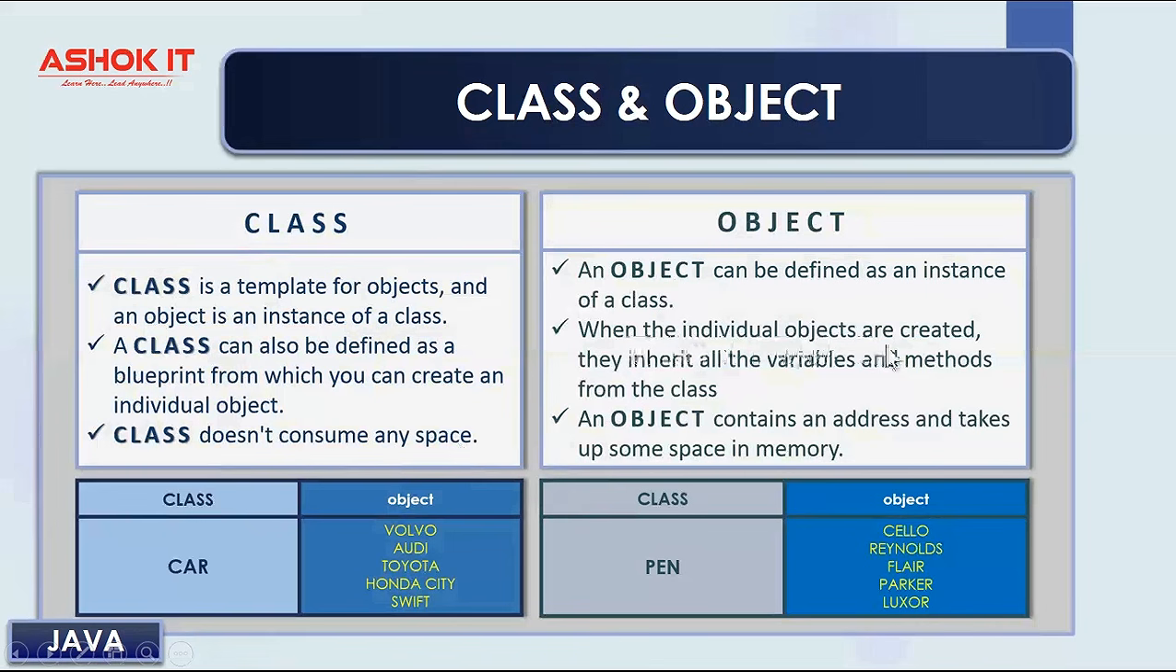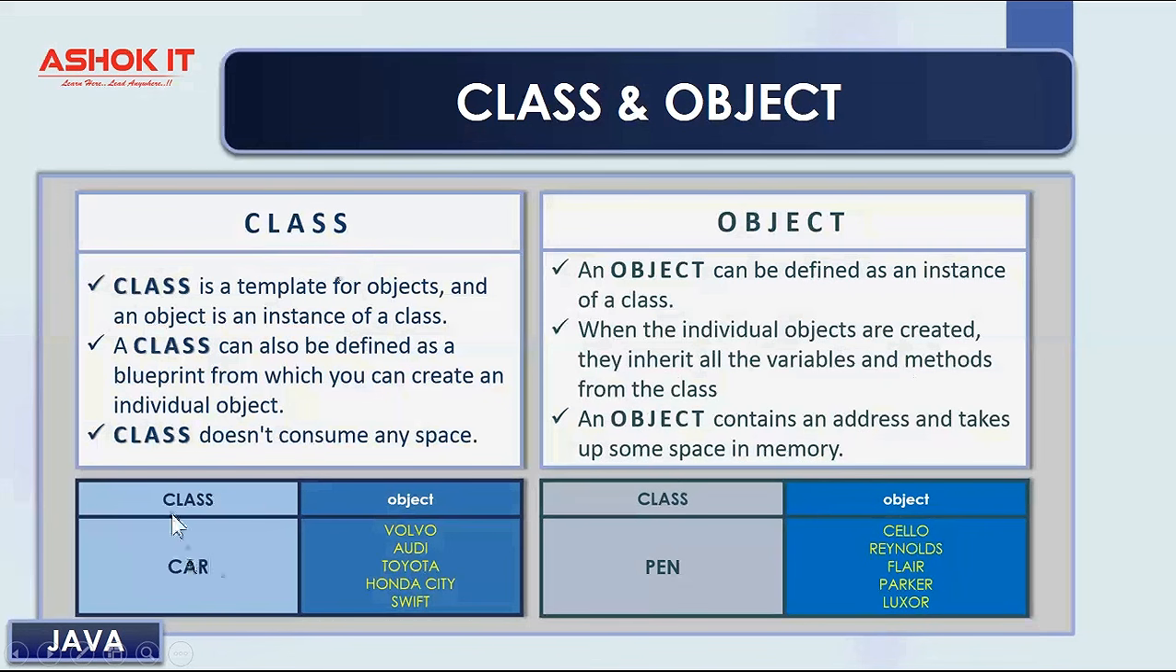And when the individual objects are created, they inherit all the variables and methods from the class. So whatever variables and methods are defined in a class, they are inherited by each and every object created for that particular class. And an object contains an address and takes up some space in the memory. So whenever we create a new object for a class, every new object will get new memory of class type.